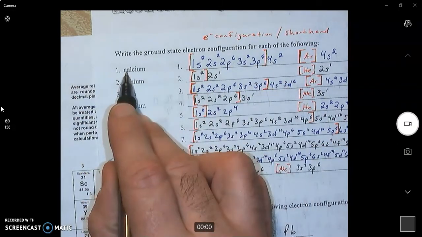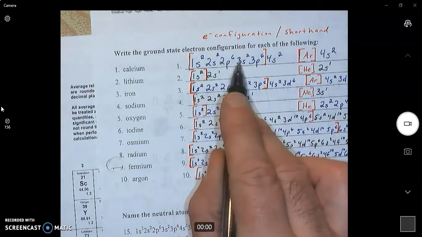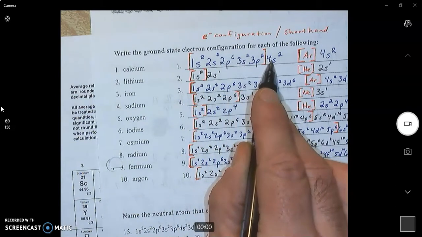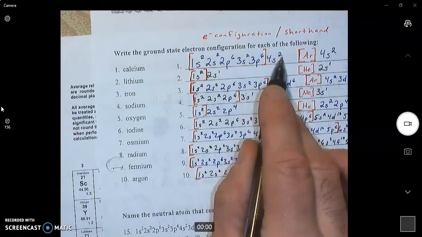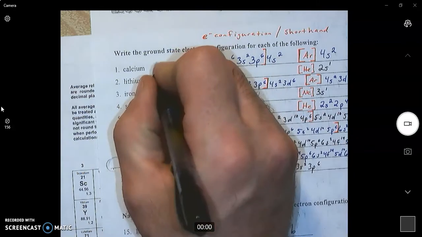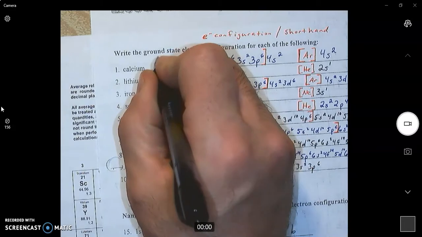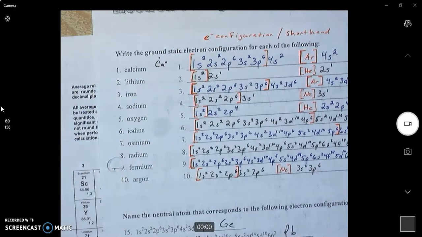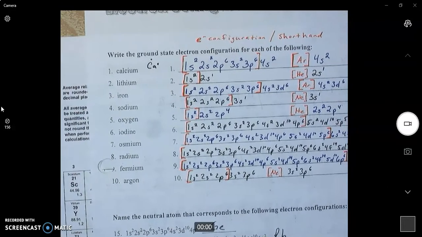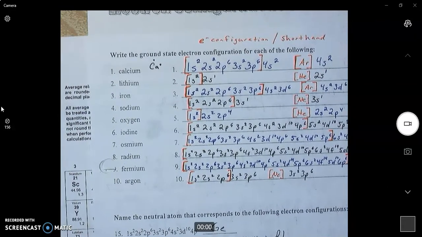So if we go through calcium, 1, 2, 2, 3, 3, 4. The only electrons that are in the 4th level, which is our highest number, are the 2s. So you would have calcium, and then put 2 dots, one at the 12 and one at the 3 o'clock position. We have 2 electrons on the 4th and outermost energy level.